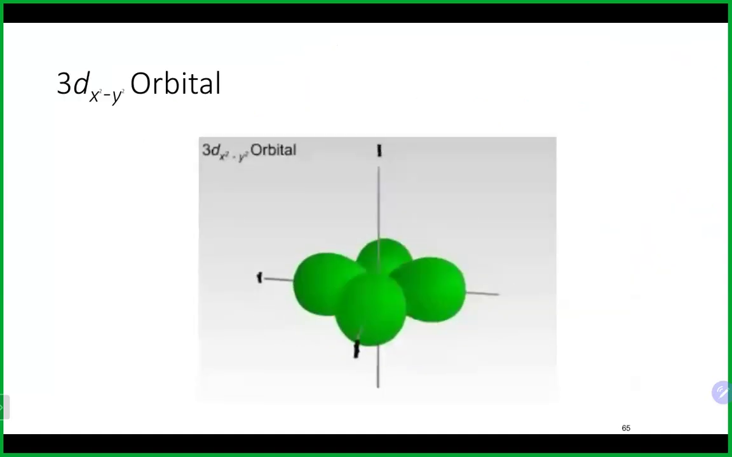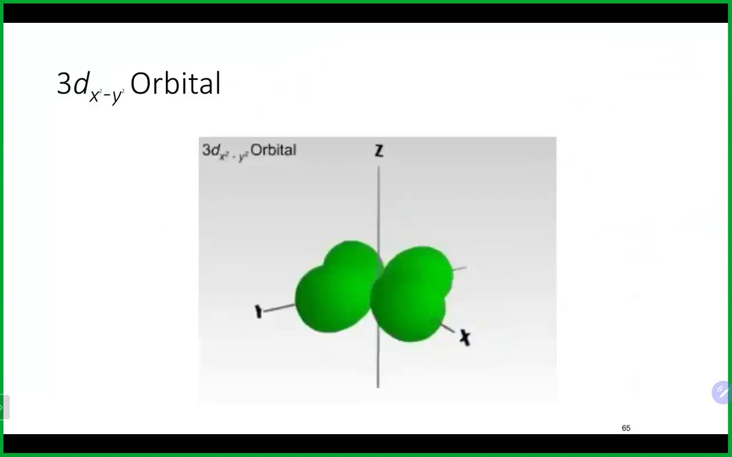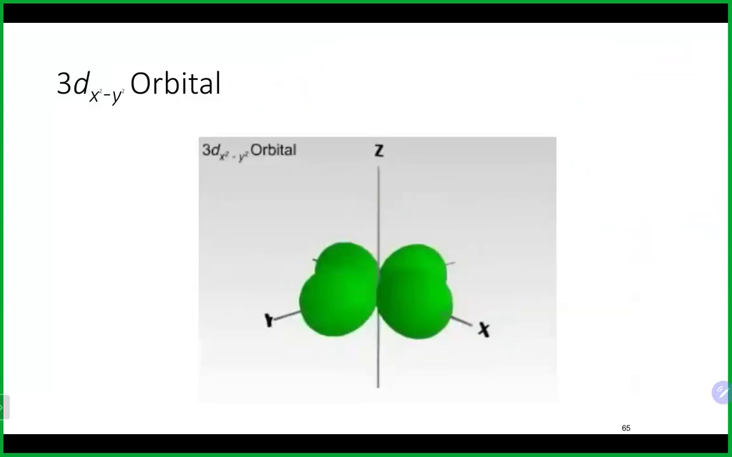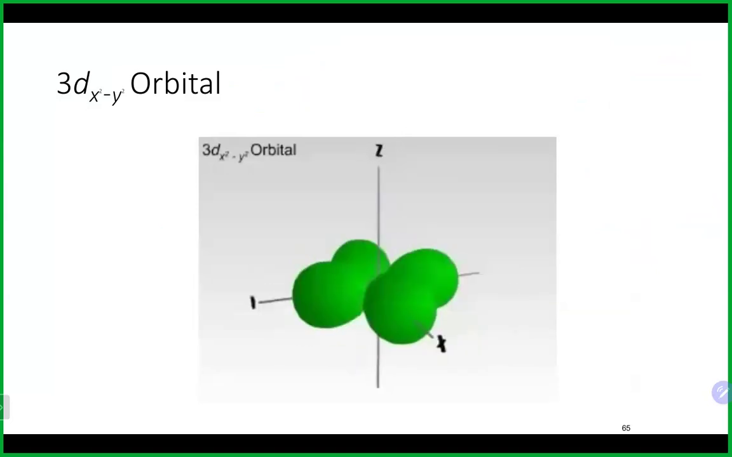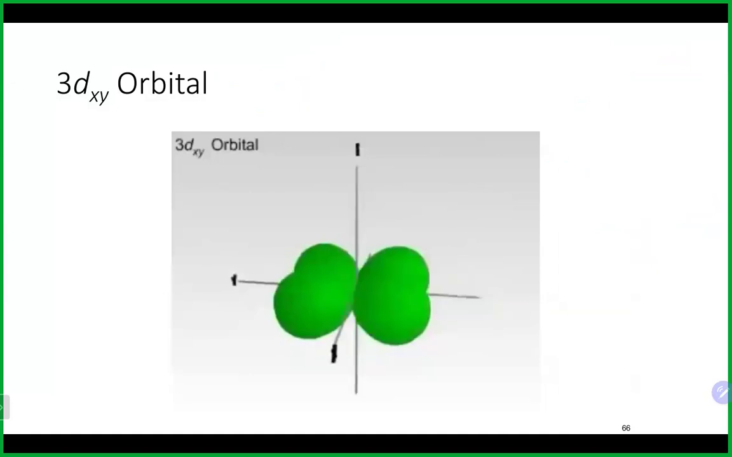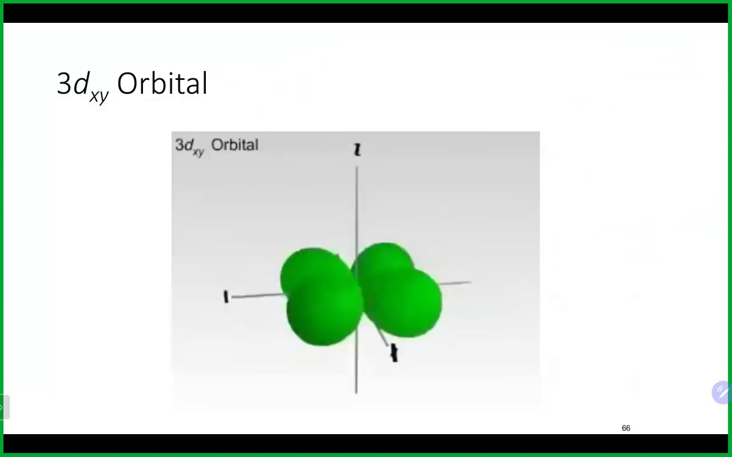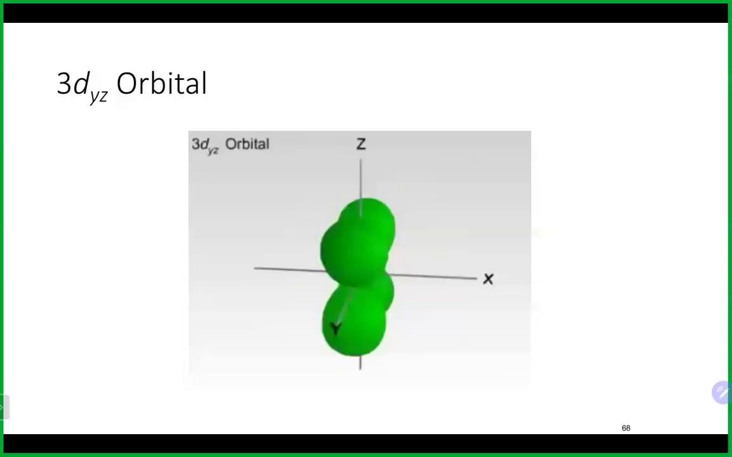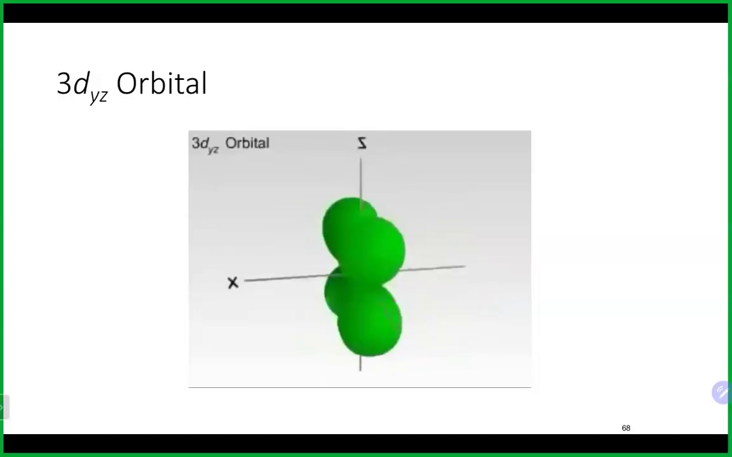And here's what they look like. The 3dx²-y² orbital has a cloverleaf shape that lies in the xy plane and is aligned along the x and y axes. The 3dxy orbital has a cloverleaf shape that lies in the xy plane and bisects the x and y axes. The 3dyz orbital has a cloverleaf shape that lies in the yz plane and bisects the y and z.